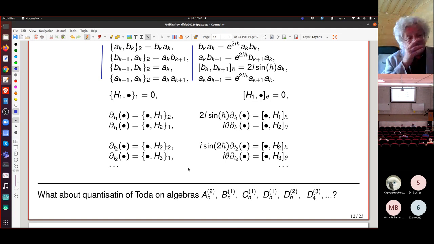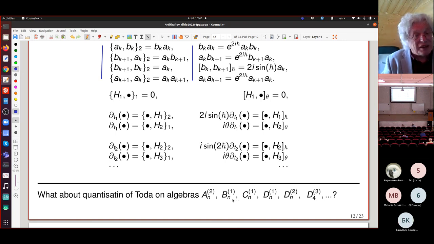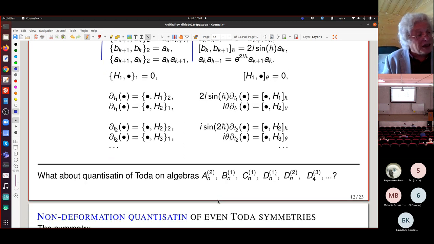Now there is a very important question. This total lattice corresponds to the algebra A, B, C, D, A, N, 1. What about the algebras A, N, 2, B, C, D, etc.? The problem is that these algebras cannot be lifted to a free algebra. So there will be a fundamental problem in quantization of the total lattice in this algebra. That's what I predict. So some more work is required.